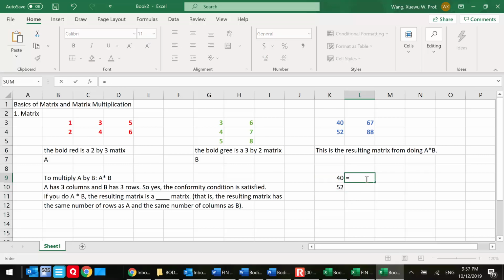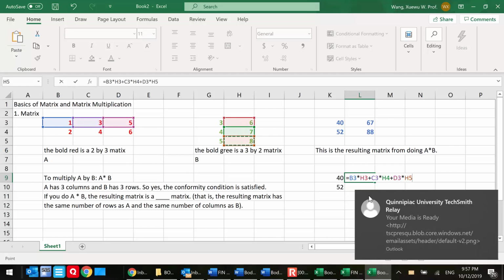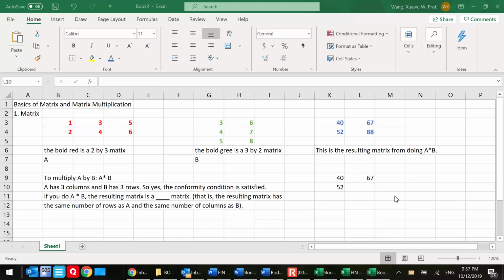So I still need to do 2 more. I'm going to repeat this process. I'm going to do 1 times 6 plus 3 times the 7 plus 5 times the 8. So that will get me the first row, second column. And yes, that's 67.